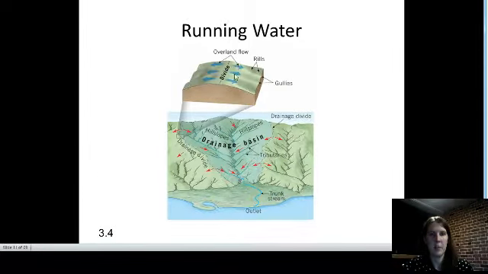So here's a better picture of a divide. You can see you have your valleys here, and then you have your ridges. A drop of water that falls on this ridge can either go to the left or to the right. So your drainage basin is everything that would drain down towards this valley right here and out.